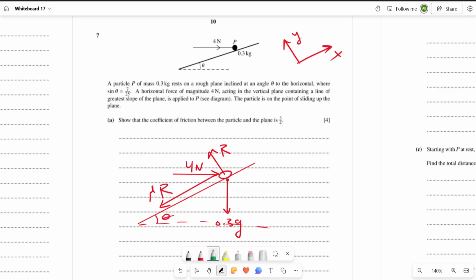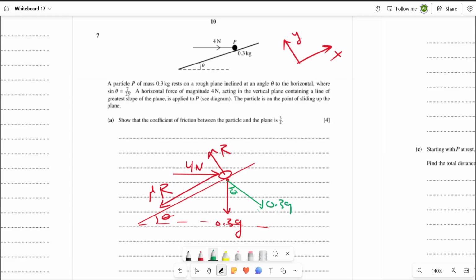Always start with the weight. So weight is going to have a component in this direction. This is going to be theta, so this is 0.3 g cosine theta, and a weight component in this direction is going to be 0.3 g sine theta.